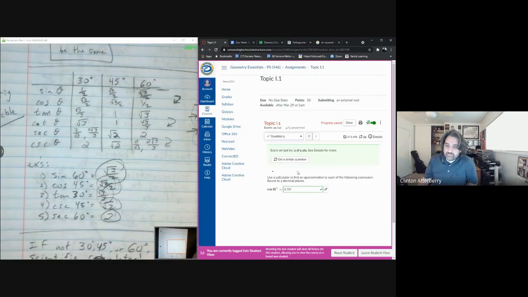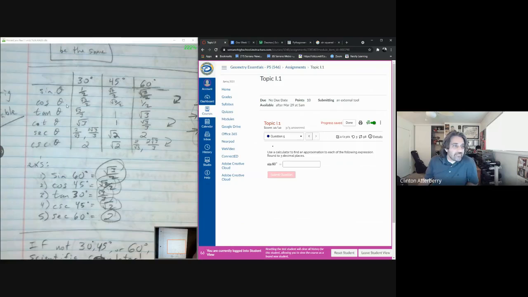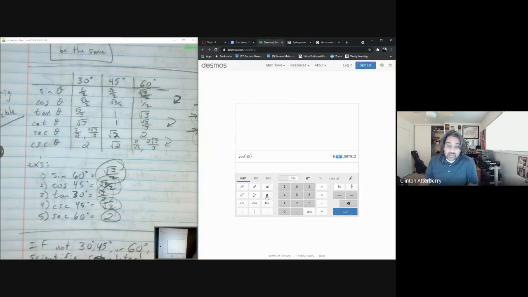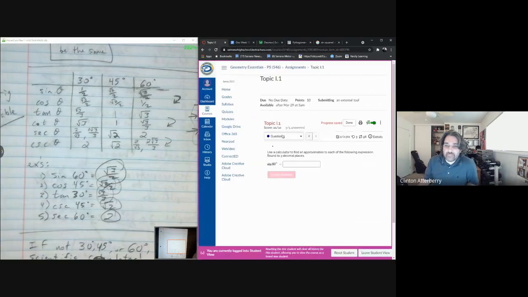0.707. Similar question. Sine of 60. Radical 3 over 2. So you can type in sine of 60, or you can say the square root of 3, divide that by 2, and you get the same answer, 0.866.